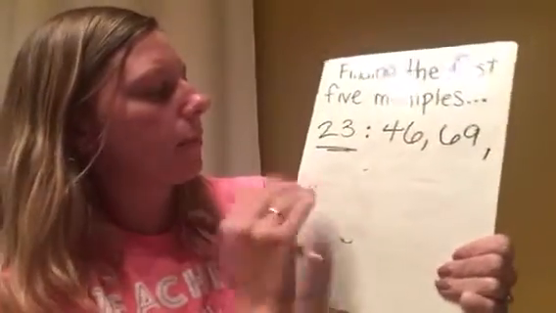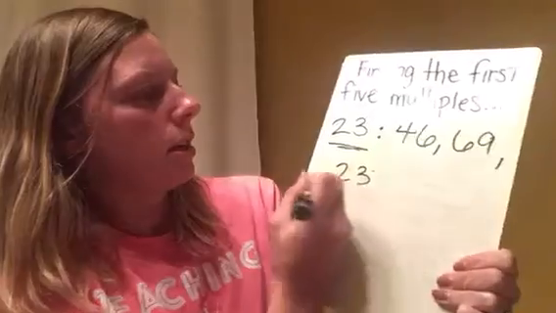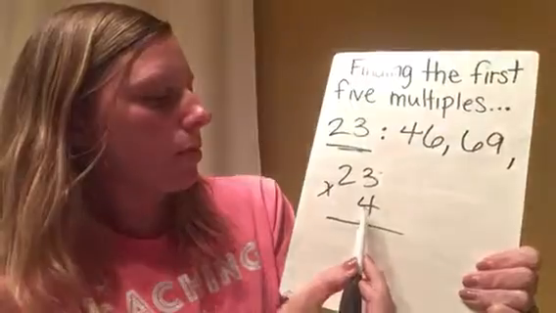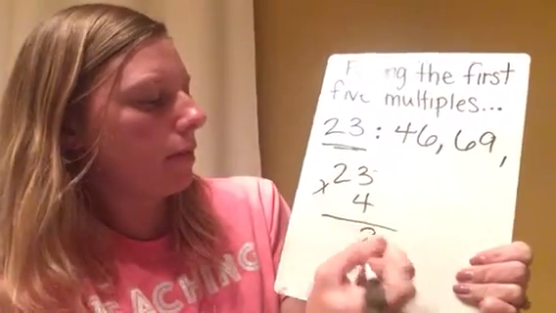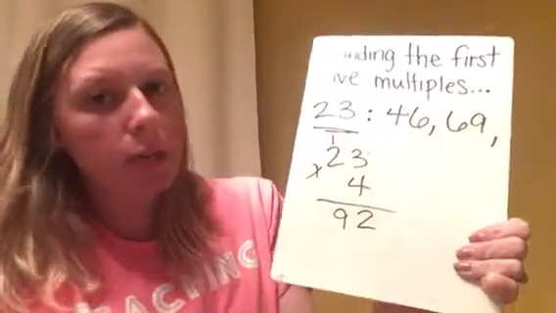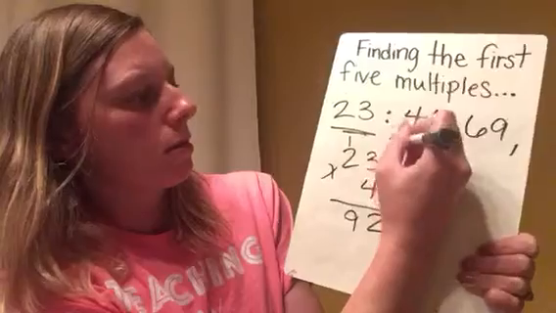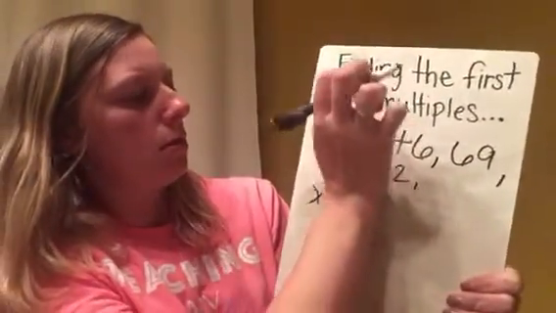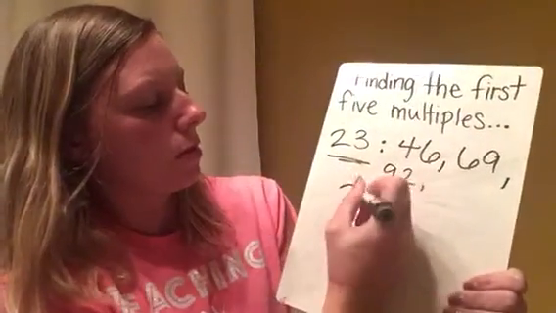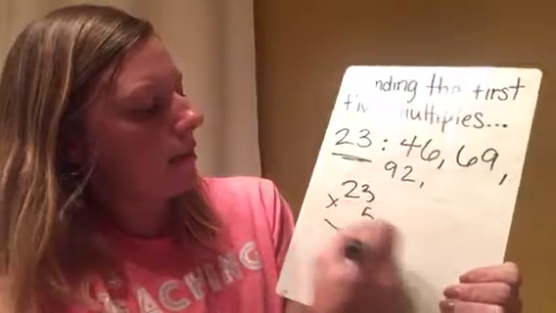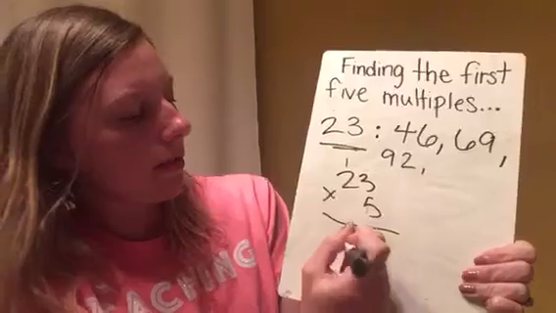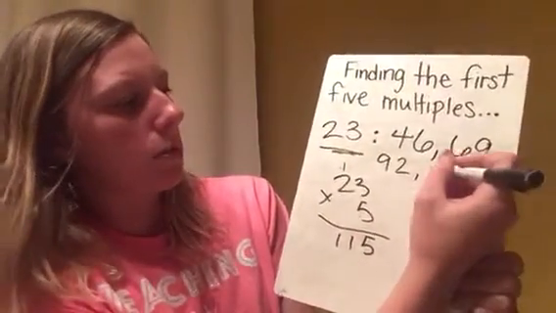All right. 23 times 4 will give me my third multiple. Okay, 4 times 3 is 12. 4 times 2 is 8, plus 1 is 9. So my next multiple is 92. 23 times 5. 5 times 3 is 15. 5 times 2 is 10, plus 1 is 11. So my next multiple of 23 is 115.